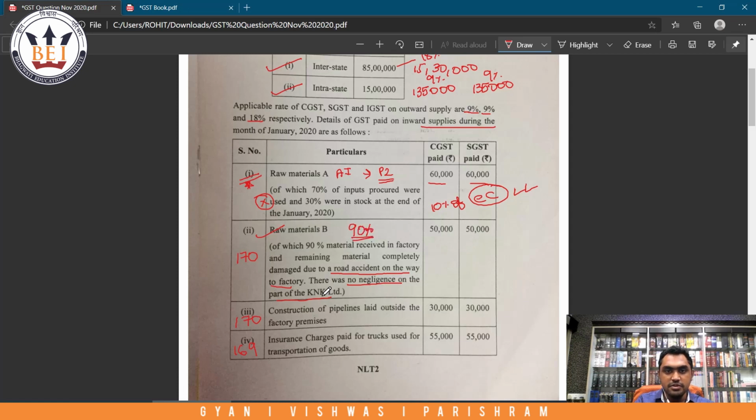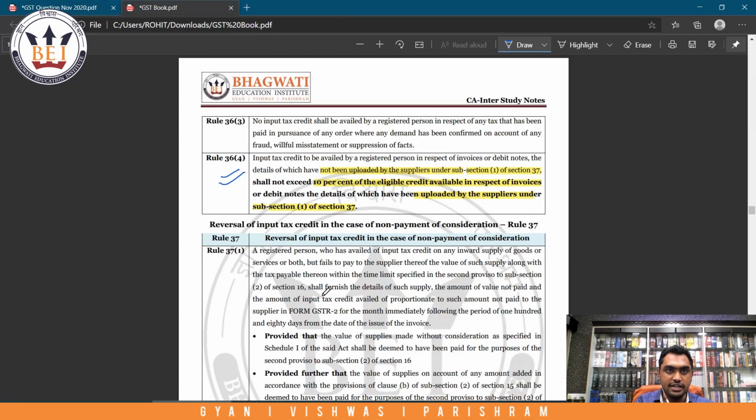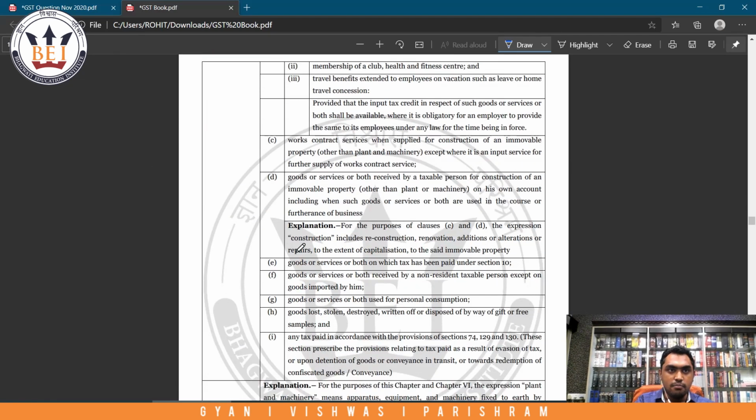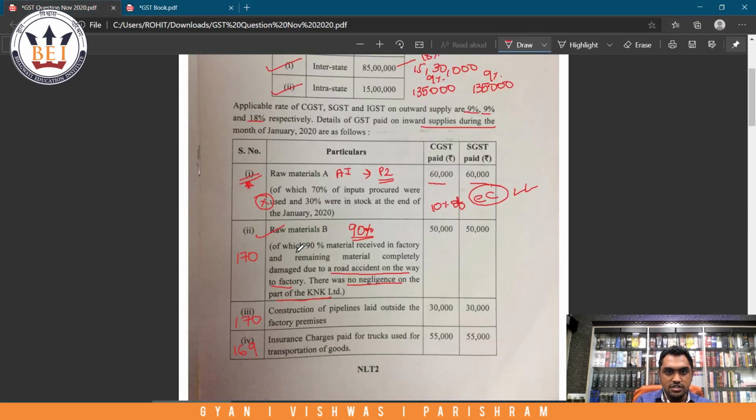The input tax credit available will be only 90%. I hope you remember section 17 subsection 5, blocked credit. If you don't remember, I will show it to you. In blocked credit, section 17.5 point H: goods lost, stolen, destroyed, written off or disposed of by way of gift or free samples. So here goods destroyed are covered, and there is no point regarding whose mistake it was. Since these goods were destroyed and not received, we will get credit only for 90%. So eligible is 45,000.